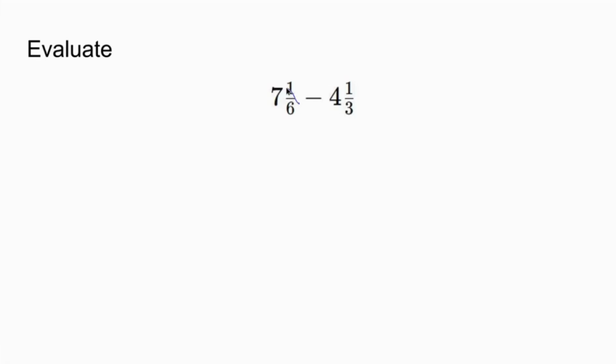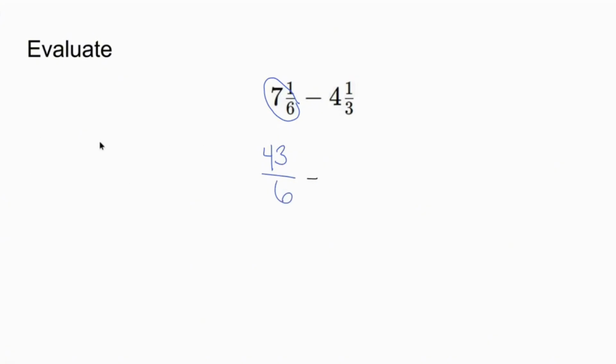Well, multiply the whole number, which is 7, to the denominator, which is 6. 7 times 6 is 42. Now add that to the 1 up here. 42 plus 1 is 43. So you become 43 over 6.